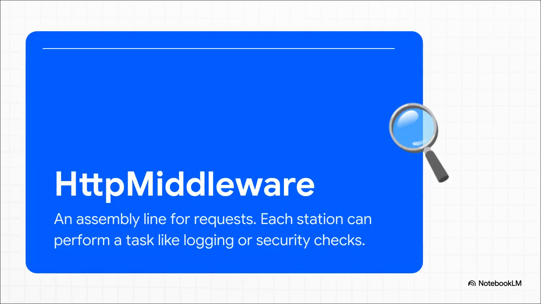The answer is HTTP middleware. And you can think of this as our post office's assembly line. Every single piece of mail can be set up to pass through a series of stations. One station might log the request, the next one checks security credentials, and a third one adds a special CORS approved stamp. It's how we handle all those common concerns, but in one clean, elegant place.